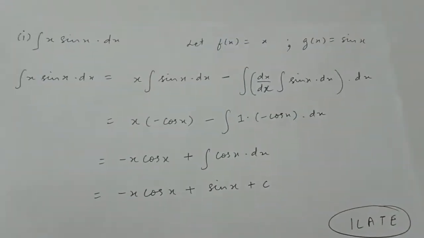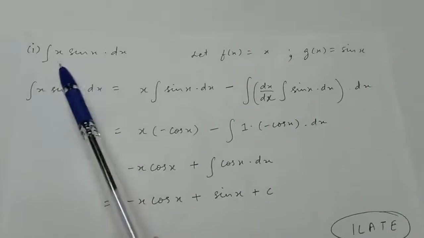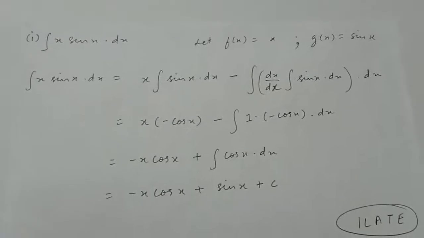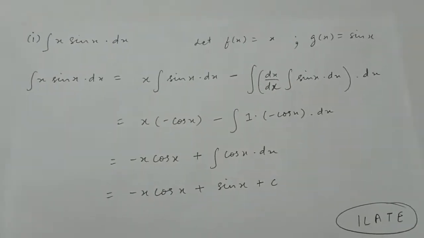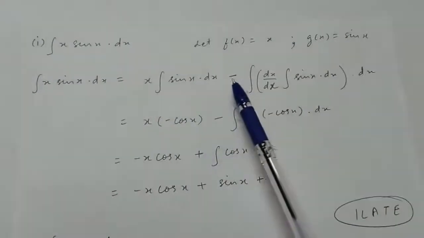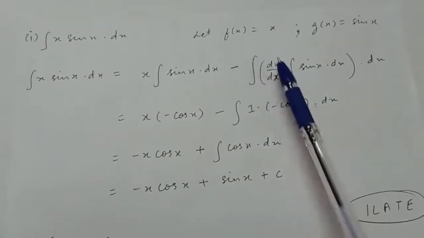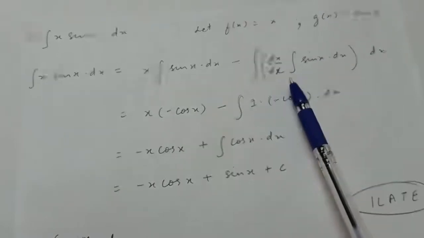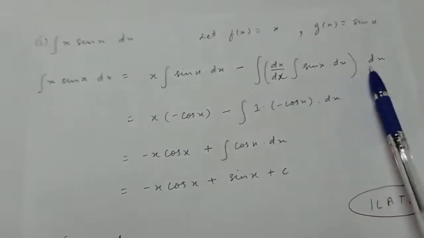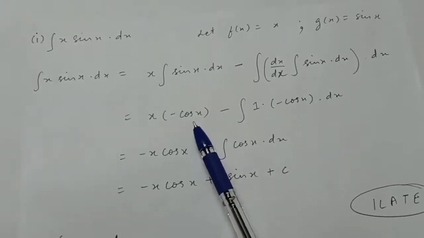Now see one example, integral of x into sin x. So I have already told you that we will take x as the first function, that is f(x), and sin x as the second function, that is g(x), right? Now apply the formula. The formula is f(x) into integral of g(x) minus integral of f dash x, that is derivative of f(x), that is of x with respect to x, into integral of second function sin x complete into dx. Now x as it is, integral of sin x is, we know, minus cos x.